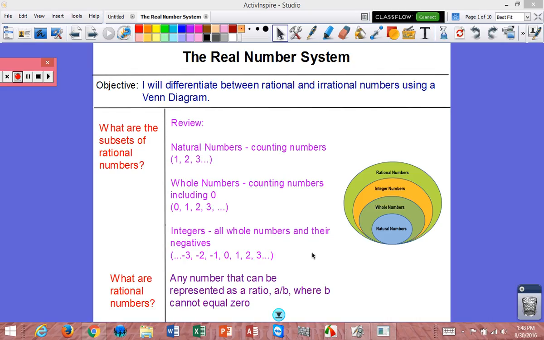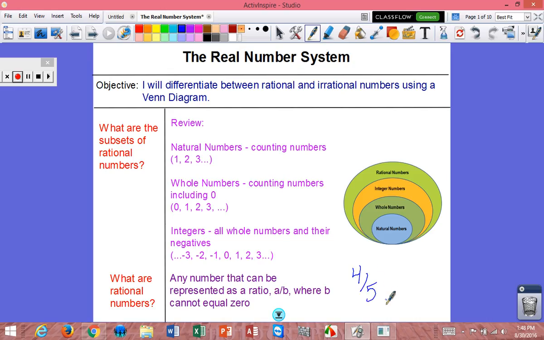Now, a rational number is just any number that can be represented as a ratio, A over B, where B cannot equal 0. Okay, so that could be any fractions or decimals. Now, if it's going to be a decimal and if it's going to be rational, it should be a terminating decimal, which means that it stops, or it could be a repeating decimal that has a pattern to it, such as 1 repeating, or maybe it is 12 repeating.